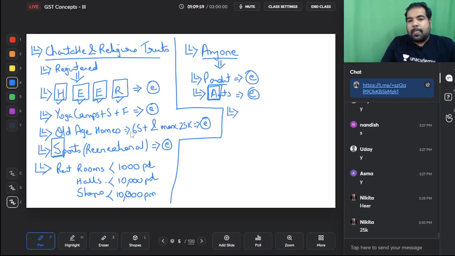Next, if you are a Hajj committee, or Kumaon Vikas Mandal Nigam, and you are organizing Hajj tours, or organizing Kailash Mansarovar religious pilgrimage tours, then that is also exempt.